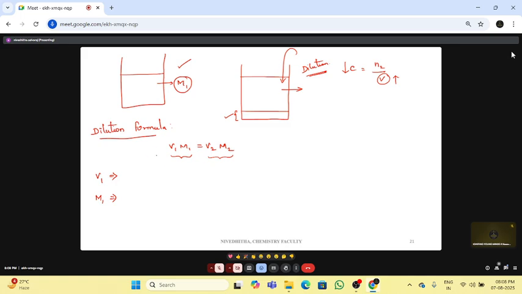And similarly, V2 is the volume of the resultant solution. Resultant solution is nothing but the final new solution. Okay. And M2 is the concentration of the resultant solution. Since you are adding water, you are basically diluting the solution so that the concentration of the new solution will be lesser than the initial solution. Okay, fine.